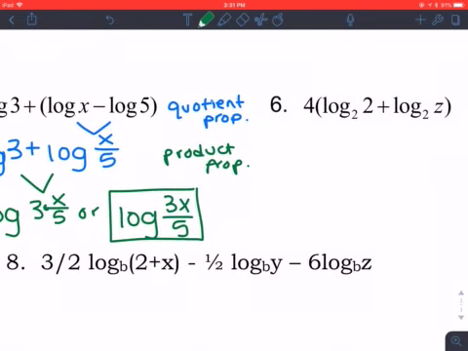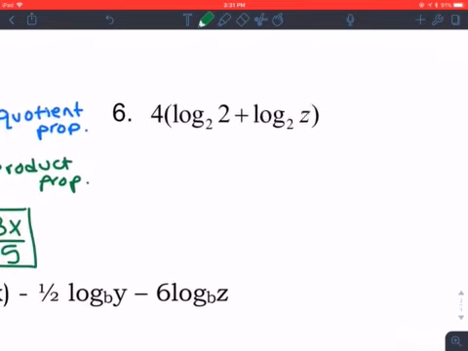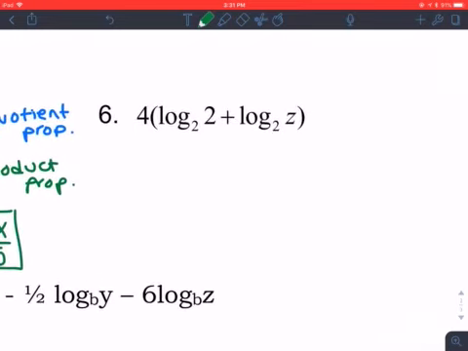On number 6, there's 2 different ways I could look at this one. I could look at it as working inside the parentheses first, so combining those 2 logs, and then dealing with my 4, or I can distribute the 4. I'm actually going to show both ways so that we can see we still end up with the same answer as long as you're doing all the properties correctly and using all of your math properties that you've learned in the past.